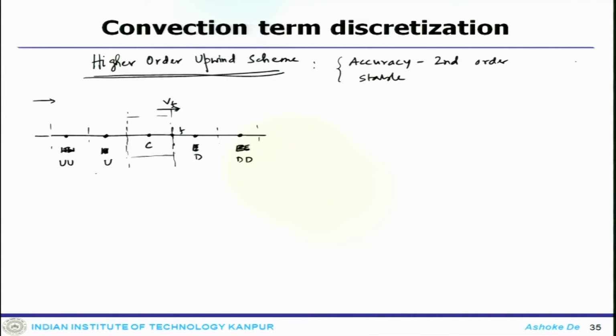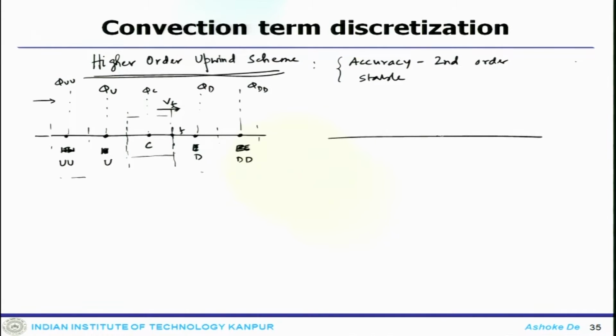So, that is the convection, because this is the upstream cell, this is the downstream cell, and the values which correspond to this would be phi C, this value would be phi U, this value would be phi UU. So, that follows our standard notation system, phi DD. So, this is what one can use.